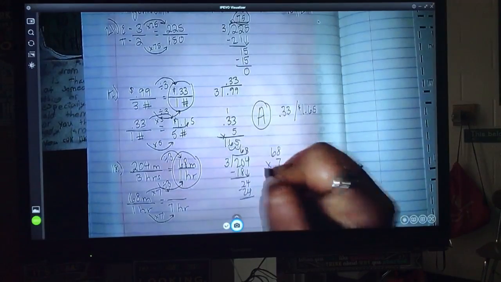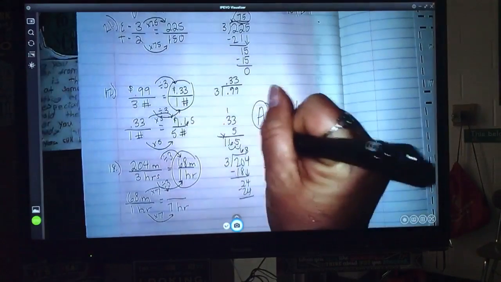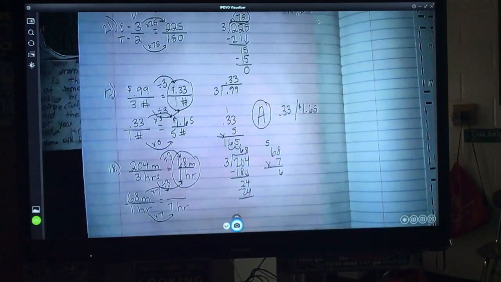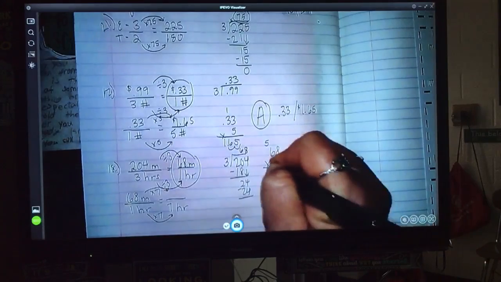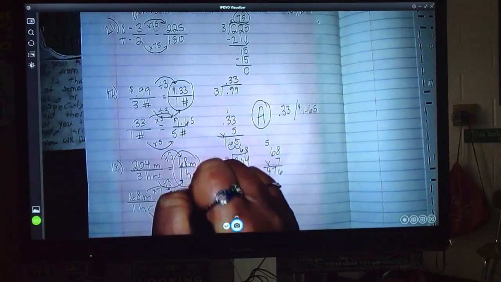68 times 7, I have totally forgot. What is 8 times 7? 56. Are you sure? Yes. Alright, I have also forgotten what is 7 times 6? Mila? 42. Plus 5? So they can go 476 miles in 7 hours.